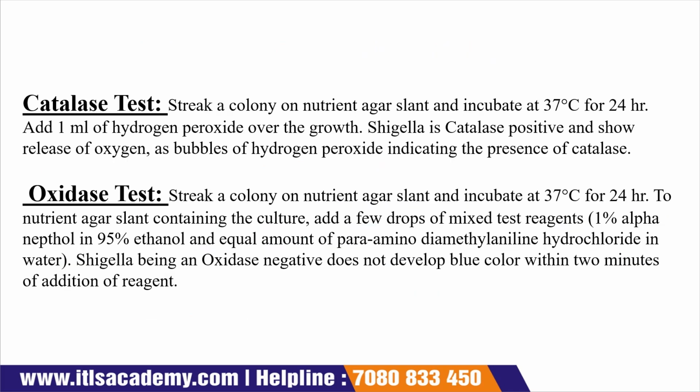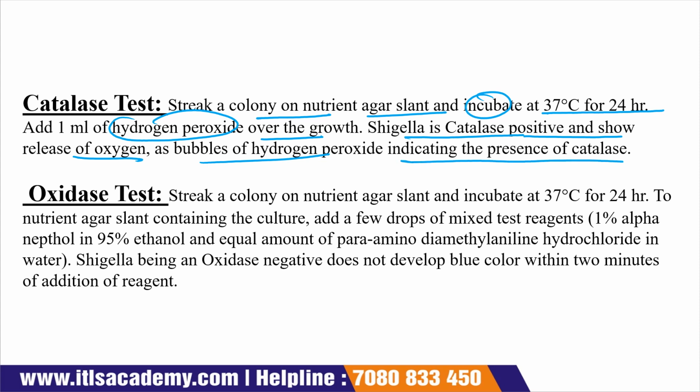Now the next is your catalase test. For the catalase test, we take a streak colony on a nutrient agar slab and we incubate it at 37 degrees Celsius for 24 hours. And after that, we take the colonies and add 1 ml of hydrogen peroxide to that growth. Shigella is catalase positive, and if oxygen is released from the plate and bubbles are formed, then it means that hydrogen peroxide is eliminated in the form of bubbles, and it will indicate the presence of catalase and the presence of Shigella.